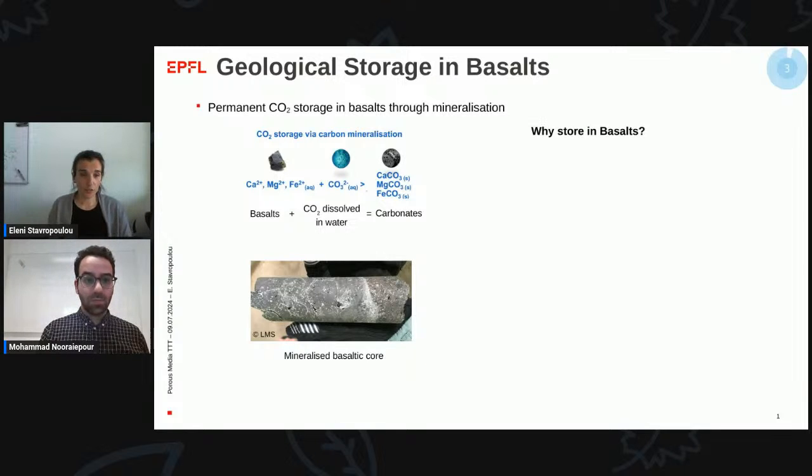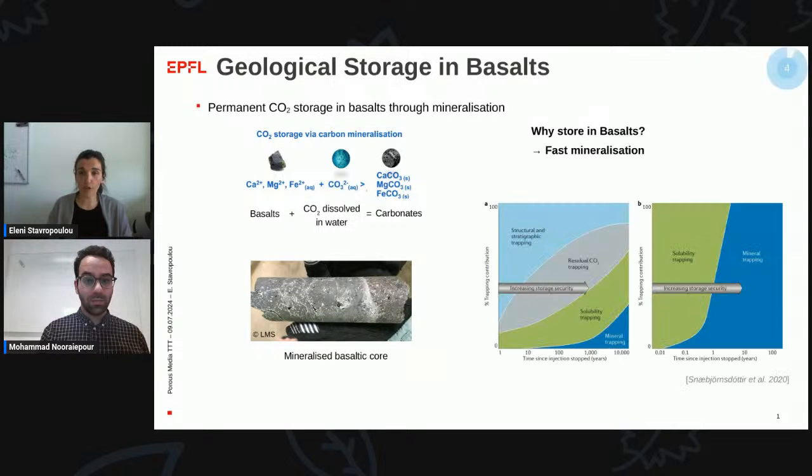There are several advantages for storing in basalts. First of all, mineralization happens fast. I don't know if you're familiar with geological CO2 storage. This first diagram is a typical diagram that shows the different trapping mechanisms' contribution with time. And as time increases, the storage security increases. So in, let's say, traditional geological storage in deep saline aquifers, we see that to achieve secure and stable storage, we need multiple decades.